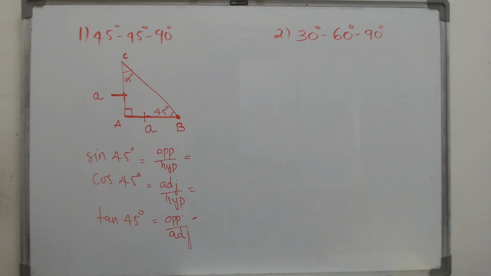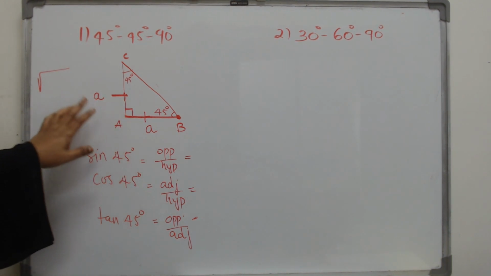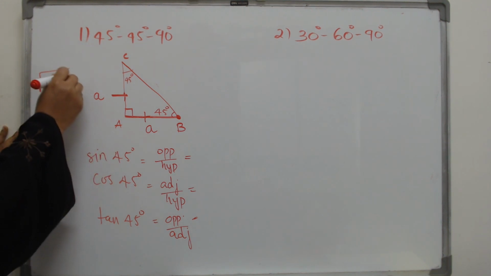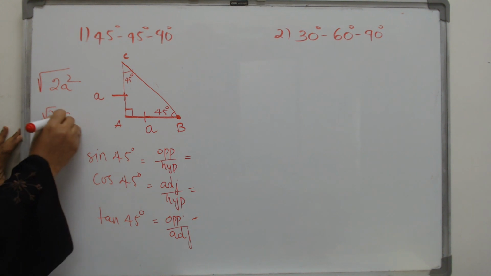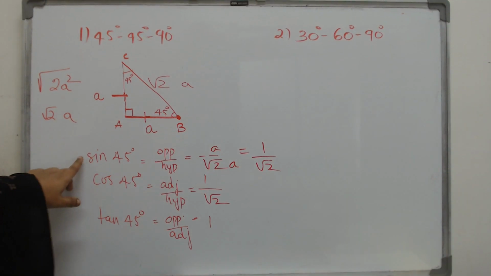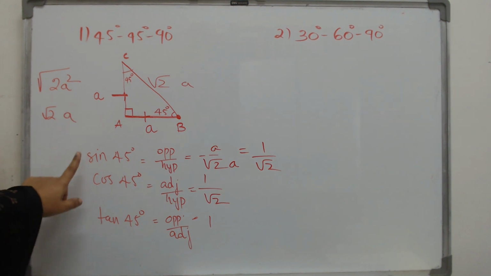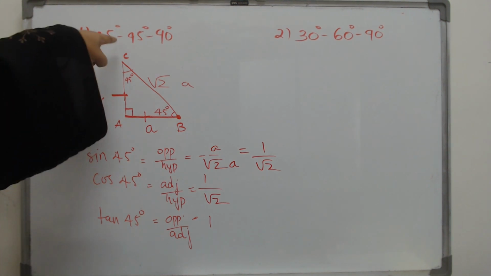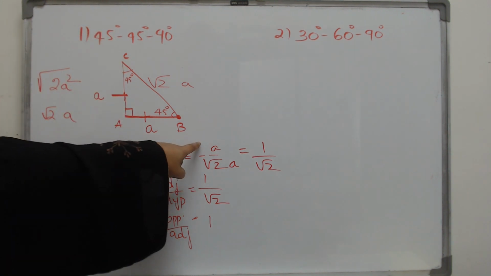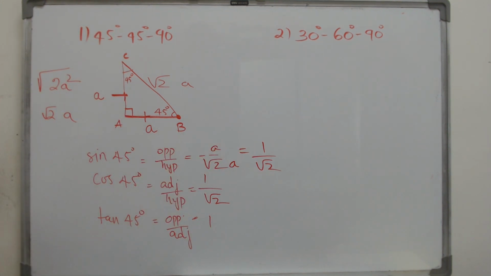And how will you find it? Using the Pythagoras theorem. How will you find that? Take the two short sides, square them, find their sum, and then the square root. There. This is your hypotenuse. So when you find sine 45, always remember sine goes to the opposite side. It is opposite side by the hypotenuse. So you will get what? You will get 1 by root 2.